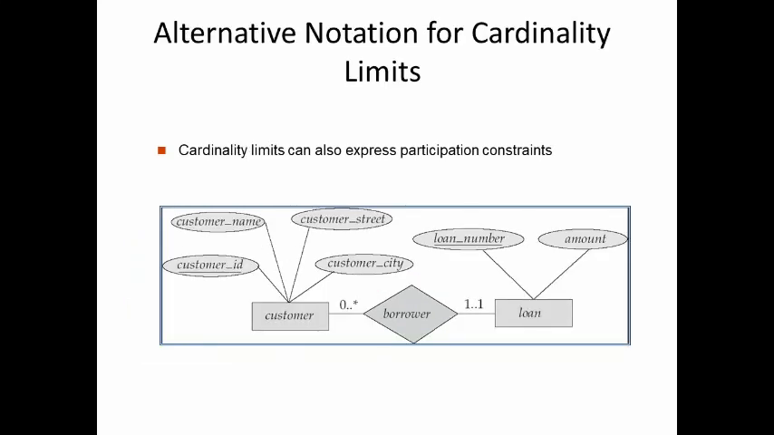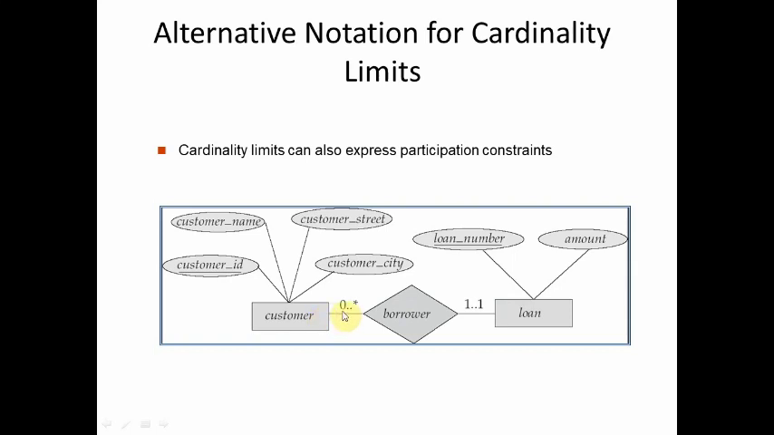So we have alternative notations that we can use for us to be able to represent the cardinality. Now you can see we can use this approach where we are saying 0 to star could mean many, and then here that is a customer may have a loan or cannot have a loan.